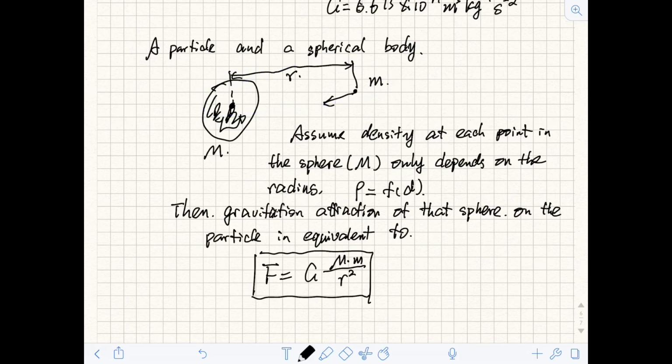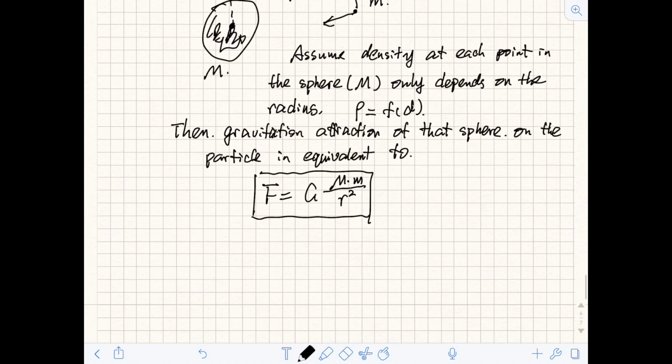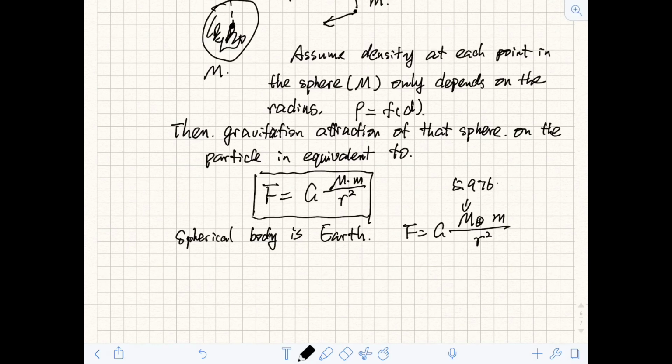And this is actually how you can describe the motion or the forces of a satellite exerted by Earth, because we know the mass of Earth to a rough estimate, and we know the mass of the satellite. If we know the orbiting altitude or the radius of the satellite from the center of Earth, we can calculate the forces, and then we know the velocity, and we know how the motion of the satellite is relative to Earth. Okay, so if we say the spherical body is Earth, then we have F equal to G times the mass of Earth times small m over r squared. And we know the mass of Earth is approximately 5.97 times 10 to the 24th kilogram.